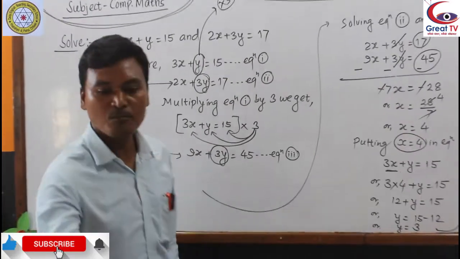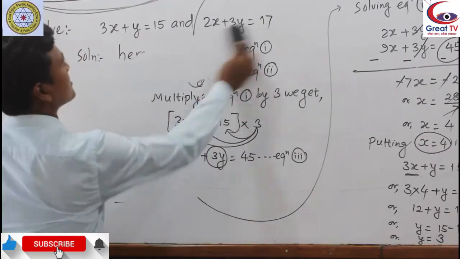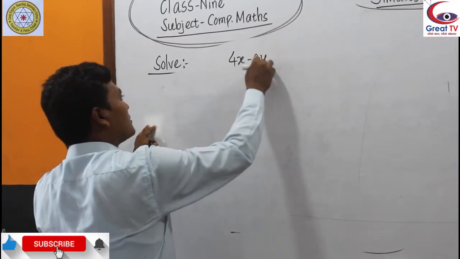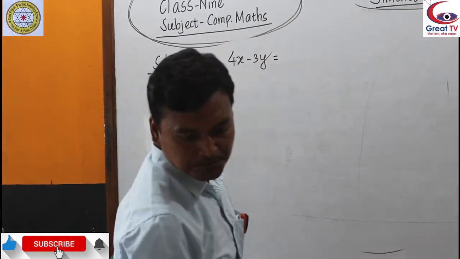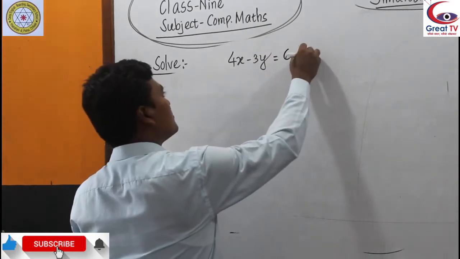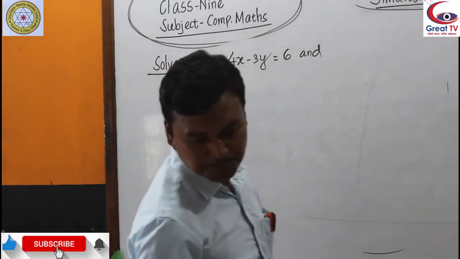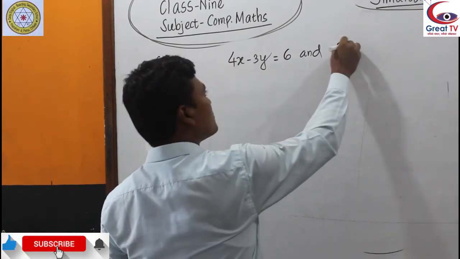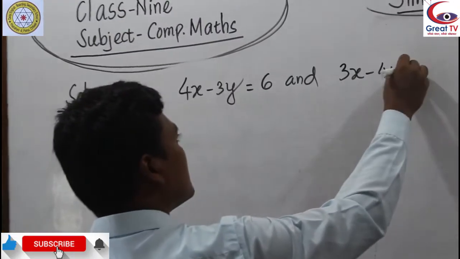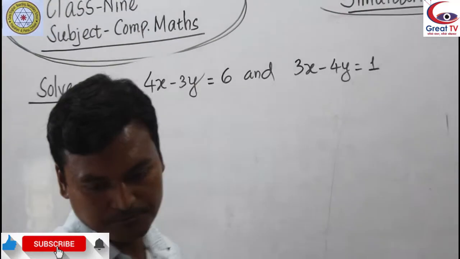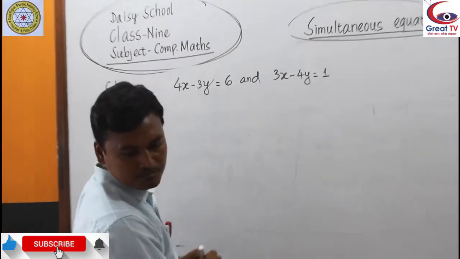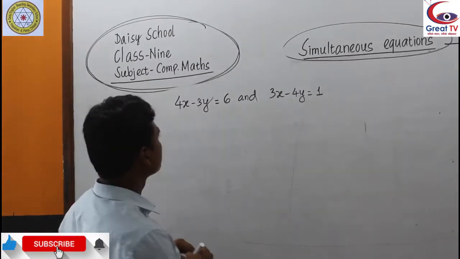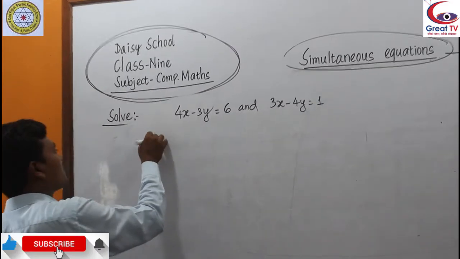Okay, one more problem for you, my dear students. x minus 3y equals 6 and 3x minus 4y equals 1. Solution.